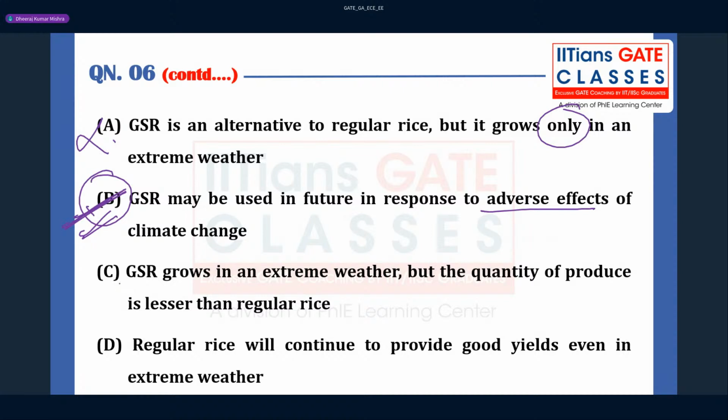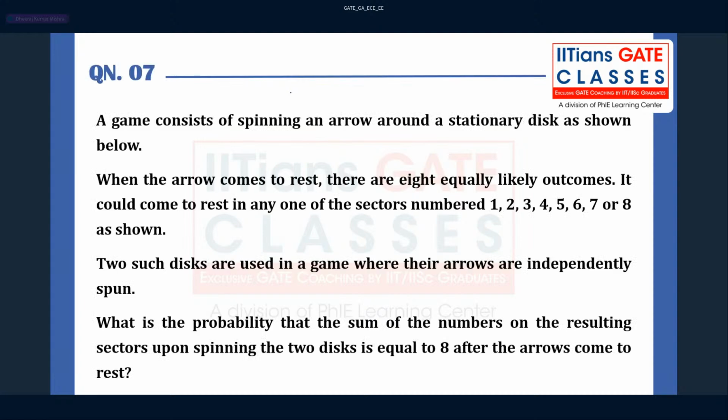These are the wrong options. Like GSR grows in extreme weather, but quantity of the yield, this is wrong. Regular rice will continue, this is wrong. So option B seems a very nice choice for all of us. So while going through the options, you will be able to realize which option is correct, and 2 marks you can get quickly, right? Yes, Ravi Teja, you are correct. Option B will be correct.